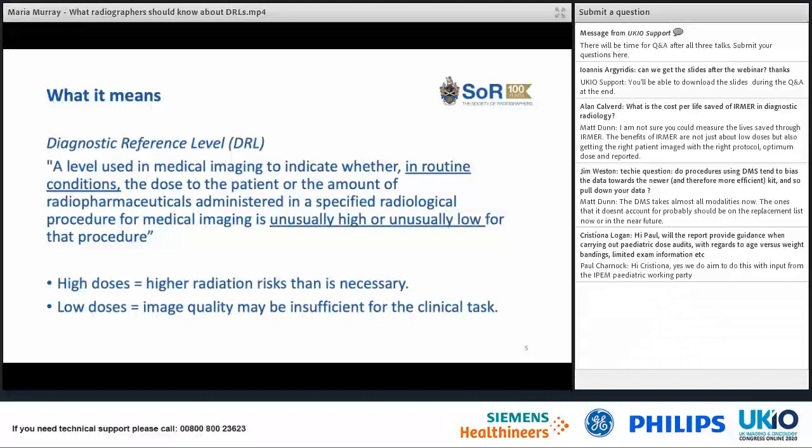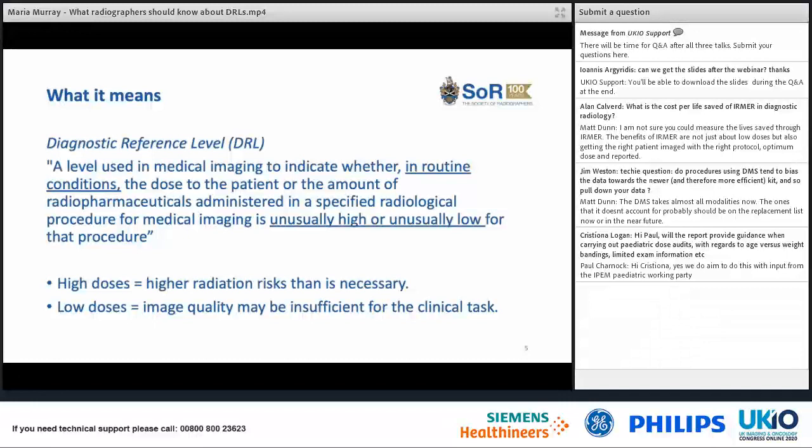Now, it goes without saying that higher doses mean a higher radiation risk, and lower doses may mean that your image quality might not be sufficient for that clinical task, that clinical question. Optimization is a fundamental task of a radiographer. We are the patient guardians, after all, and it's us that give the dose to patients.